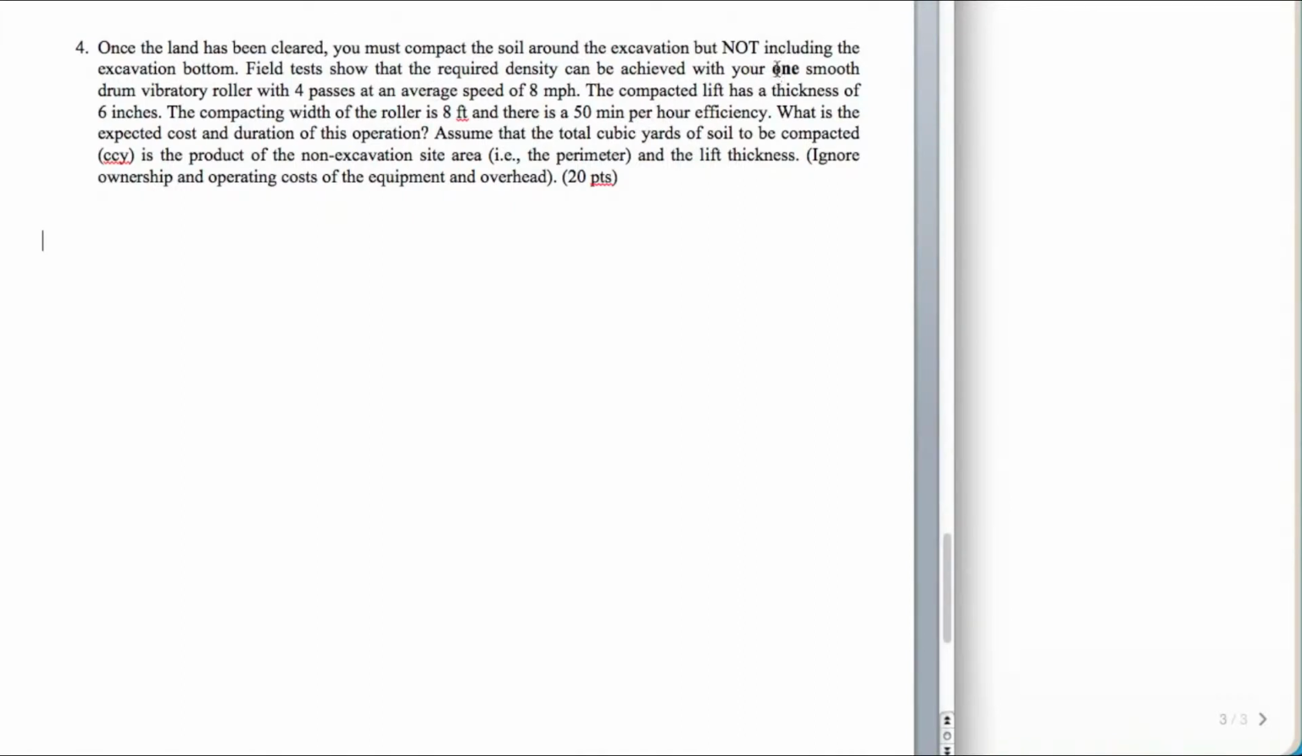So if we have one roller taking 4 passes, so there's our N, average speed, there's our S, compacted lift thickness of 6 inches, compacted width of the roller is 8 feet, that's our W, and here's our E, 50 minutes per hour. So what is the expected cost and duration of the operation?